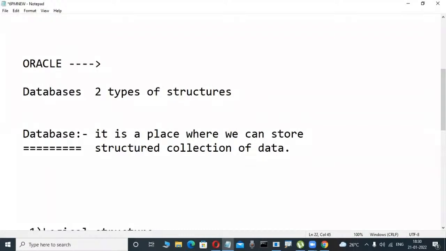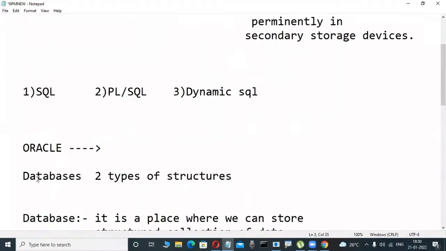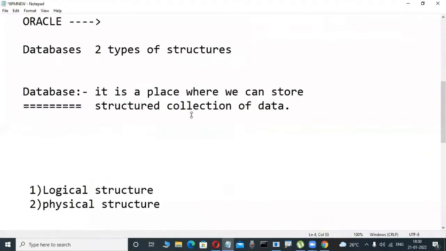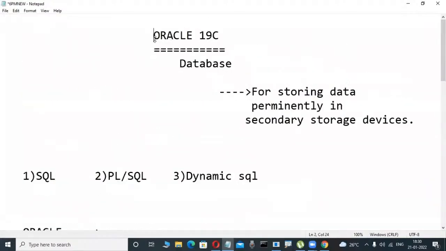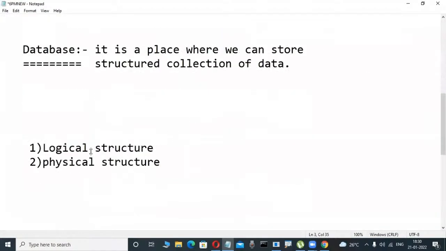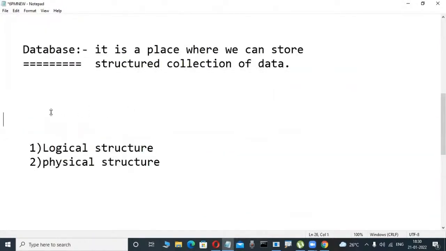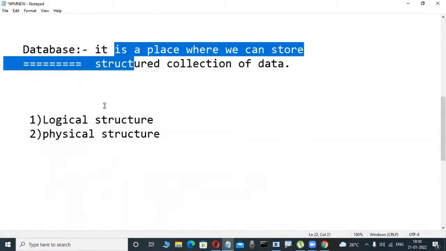Observe here. Actually, whenever we install Oracle or a relational database software, what is a database actually? It is a place. Automatically some place is reserved on the hard disk, and in that place we can store a structured collection of data. But whenever we install this type of software, two types of structures are there: logical structure and physical structure. This definition I am not explaining today. You will understand one of these days.